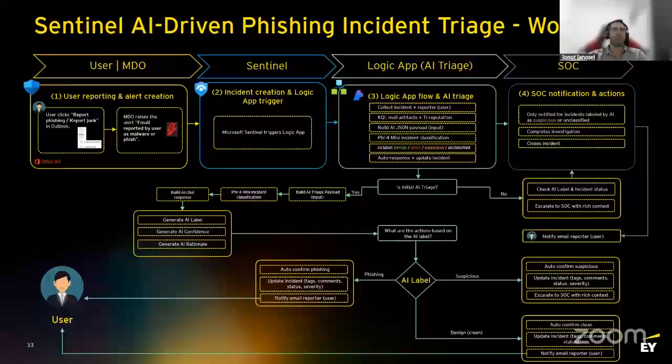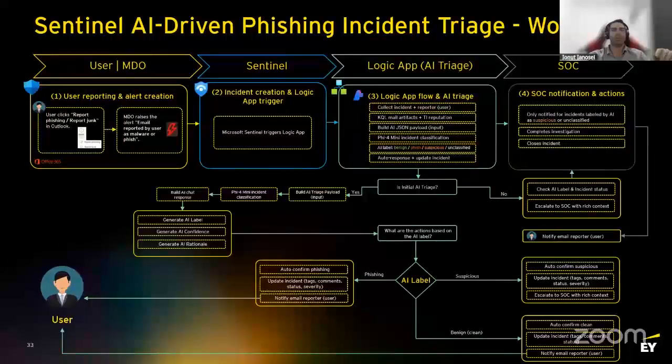So in the first step, you will see that the user is reporting a suspicious email using Outlook report phishing or report junk message button. Microsoft Defender for Office afterwards processes the report and generates the alert email reported by a user as malware or phish. After that, the alert is ingested into Microsoft Sentinel through Microsoft M365 Defender connector. And the technical outcome is that a Sentinel incident is automatically created. And the original email metadata, sender details, URLs, and artifacts become available in Sentinel.